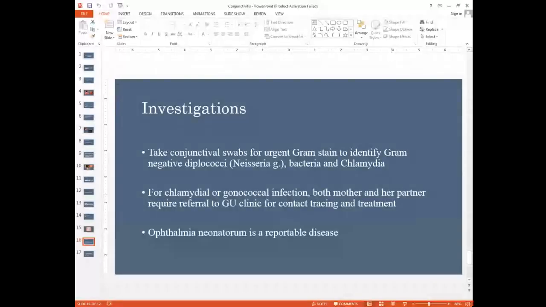In terms of investigation, I mentioned taking a swab. You can do a gram stain to look for diplococci. But these patients, because this is related to some STIs, should also be referred. The mother and her spouse should be referred to the GU, genitourinary or infectious disease clinic for contact tracing and treatment. I mentioned that it is a reportable condition.